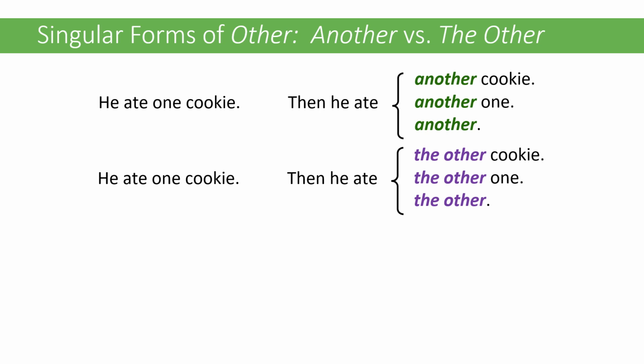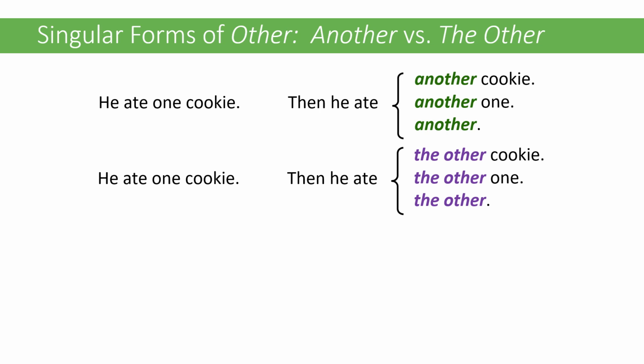The difference between these two examples, though, and the pictures didn't completely match with what we're saying. Whenever we're saying another, it means that there's still more. So if we say, then he ate another cookie, there's still more cookies. He ate another one, there's still more cookies. Then he ate another, there's still more cookies. In this case, there's more than one cookie. There's more than 2 cookies.